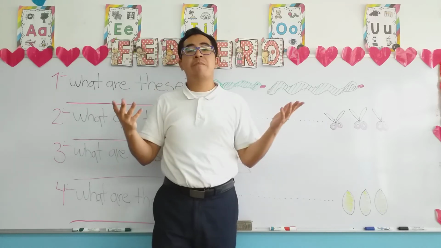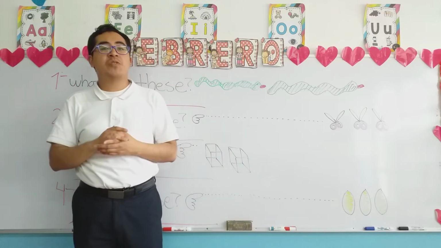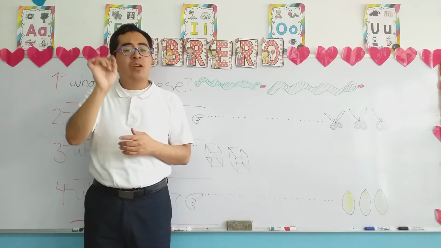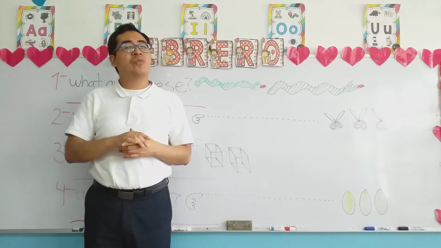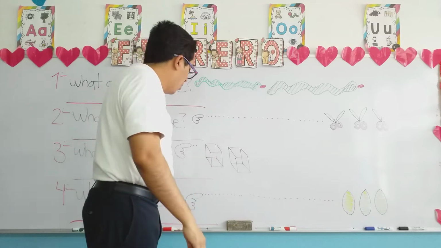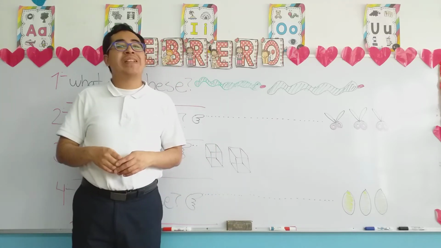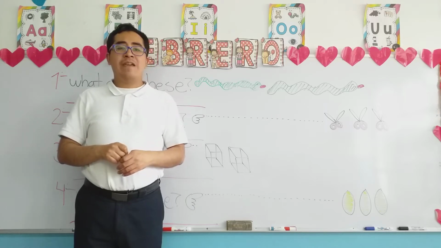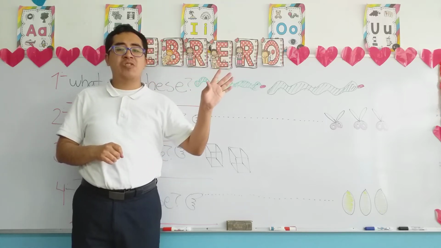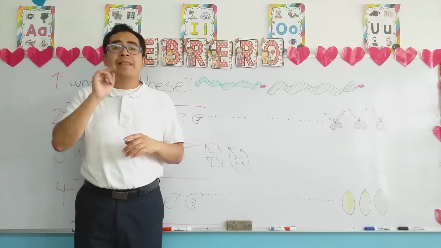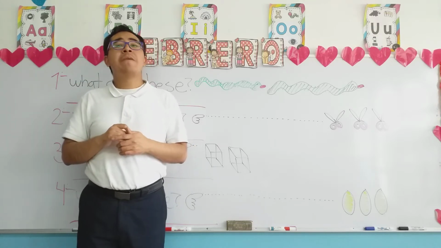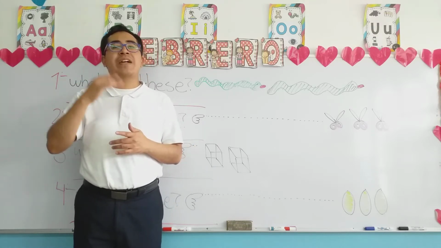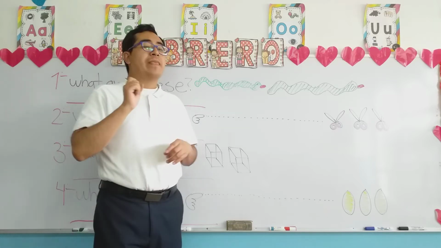Okay? And remember, because we're talking about plural objects, we need to add S or ES according to the rule. Remember the rule. When the object finishes with X or H, we add ES. If it doesn't finish with those letters, we just add S. Let's begin with some examples before we continue with the activity of the teddy book.